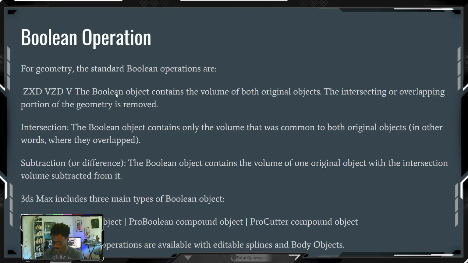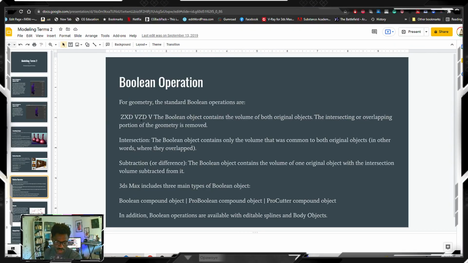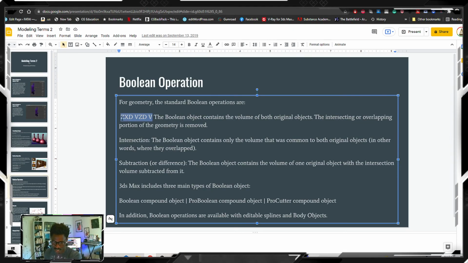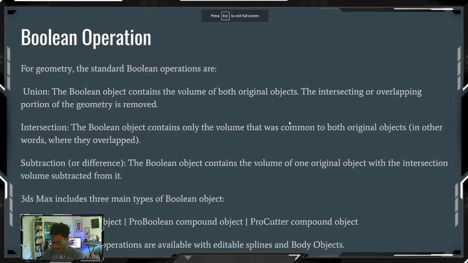So I think this first one's supposed to say union, instead of BZVD. I was like, what the hell is that? So the first one is actually union. Glad I caught that. I think I might have messed that up. So union, intersection, and subtraction. All right, so now let's get back to this.